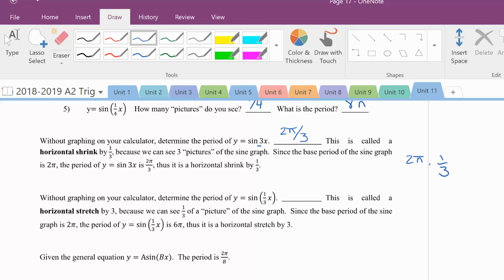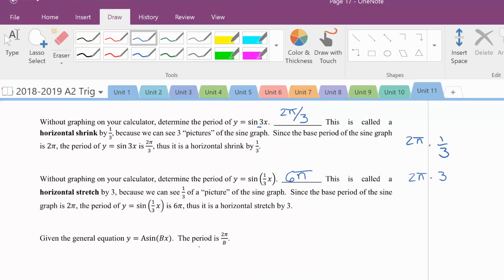Without graphing on your calculator, determine the period of sine 1/3 x. Notice since it's 1/3, the period is going to be bigger by a factor of 3. So 2 pi times 3 is 6 pi. Since we can see 1/3 of a picture, that means the period of 2 pi is stretched by 3, so 2 pi times 3 is 6 pi. So the general equation to find the period is 2 pi over b. Notice 2 pi over 1/3 gives you 2 pi times 3, which gave us the 6 pi.